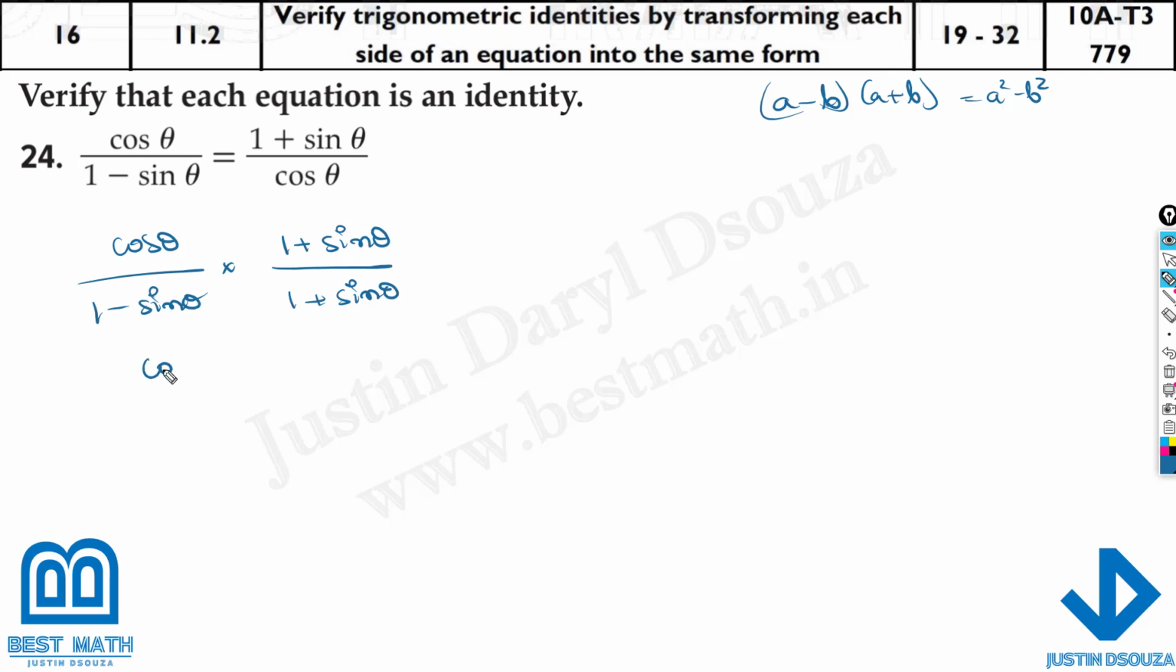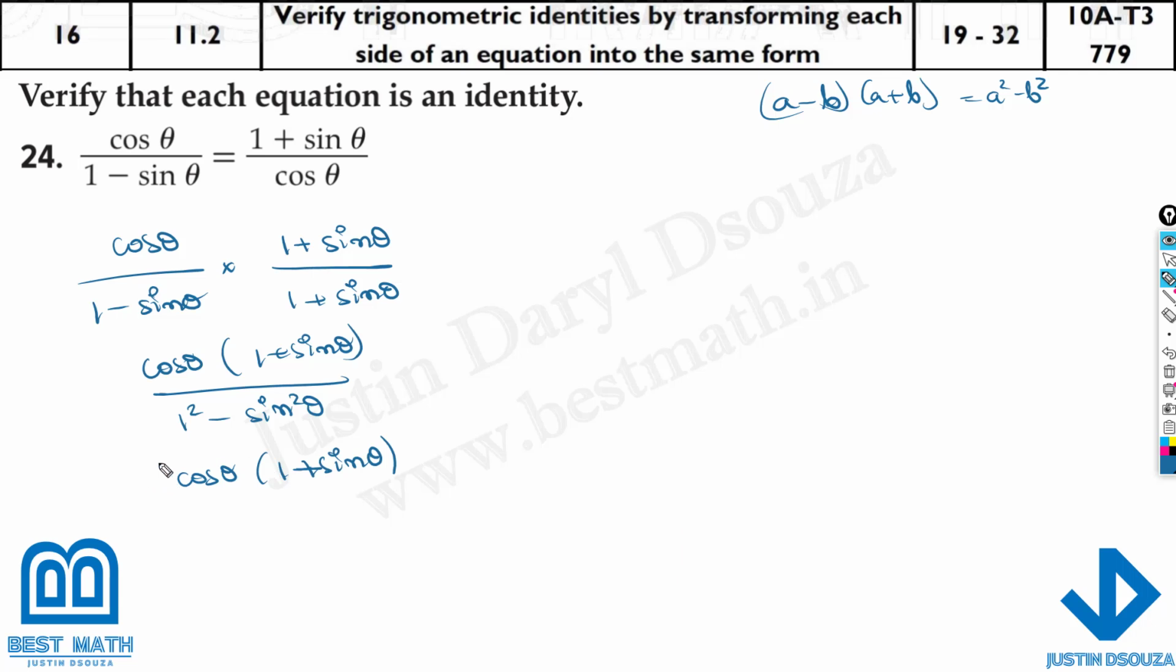So here we have cosine theta multiplied with (1 plus sine theta) divided by (1 squared minus sine squared theta). What is 1 squared? Sorry, it's 1 itself, isn't it? Cosine theta into 1. Now keep your eye on the right side as well. I got 1 plus sine theta already, so that is a good thing. Now we don't have to bother about that.